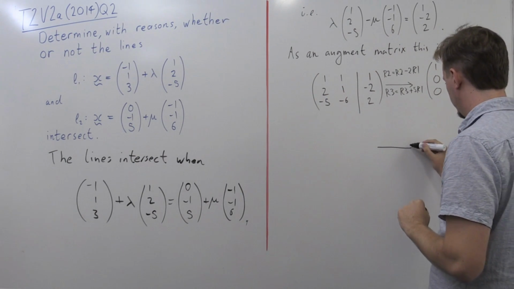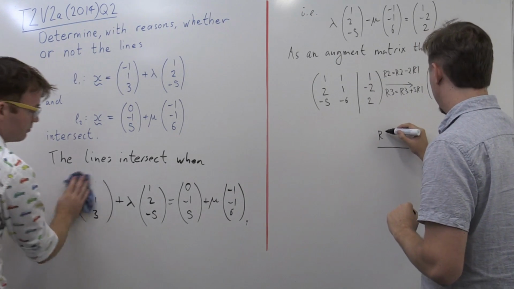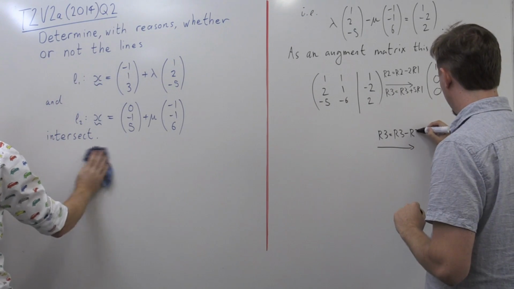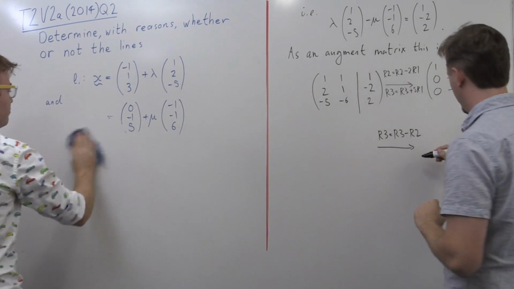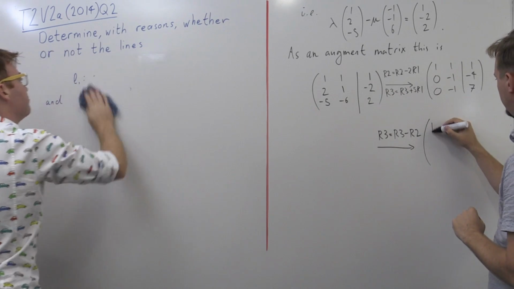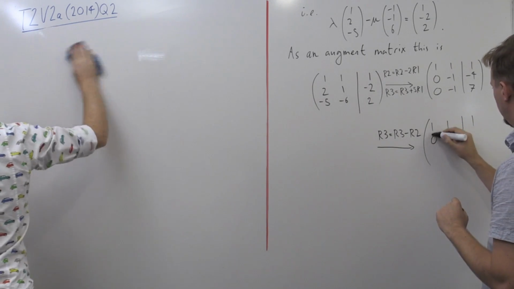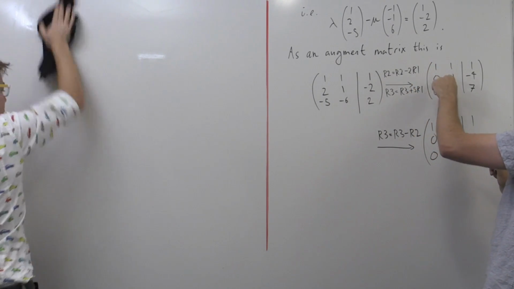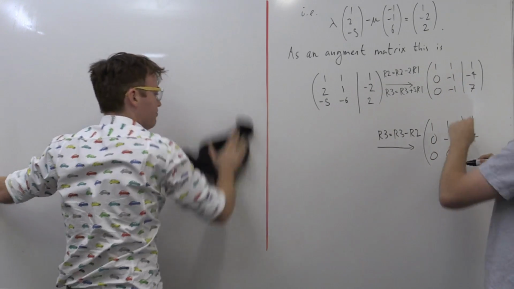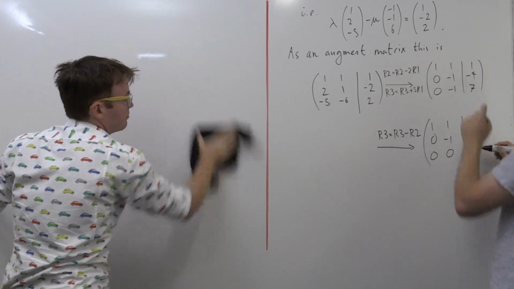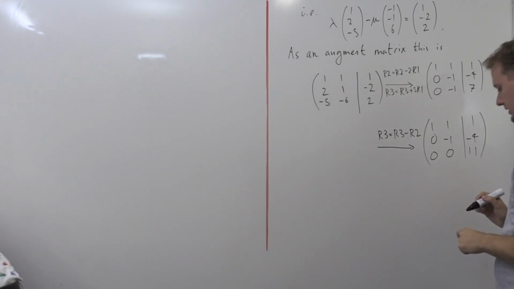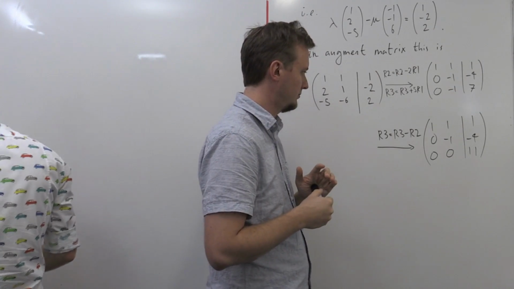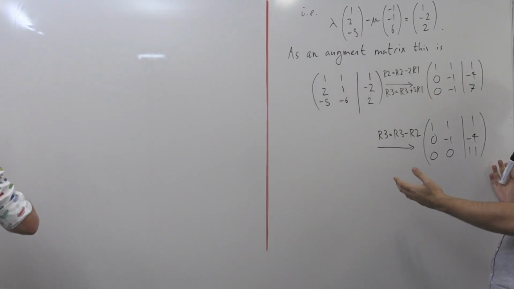I need to do one more row operation. I need to take row 3 and make it equal to row 3 minus row 2, just to get rid of that 1. Alright, so the augmented matrix has been reduced to, well, I didn't change the first 2 equations. Let's see, 0 minus 0, well, that's 0, minus 1 minus minus 1, so it's 0, and 7 plus 4 is going to be 11, and that's my row reduced matrix. Now, right, so looking at this matrix, we can draw our conclusion.